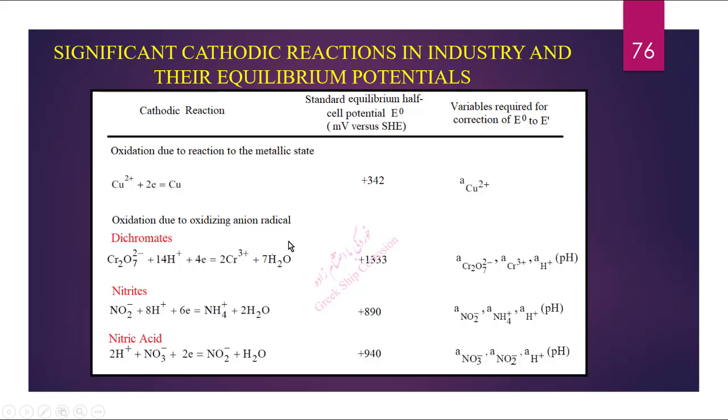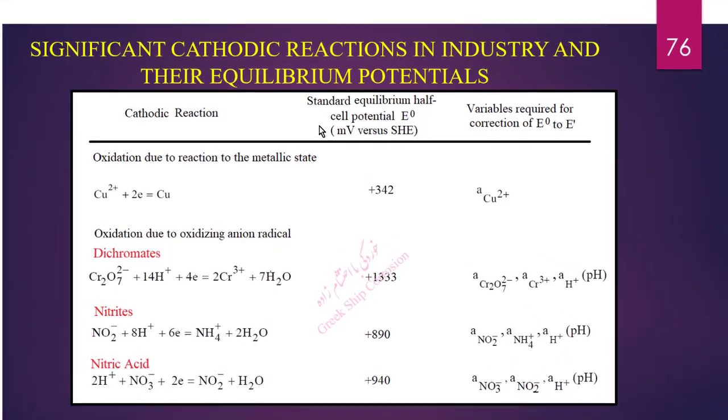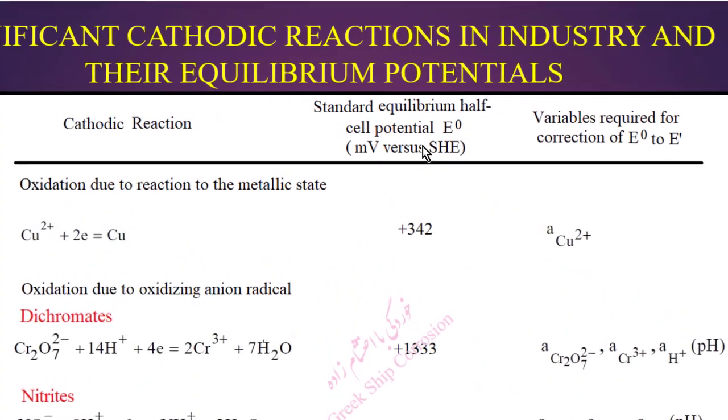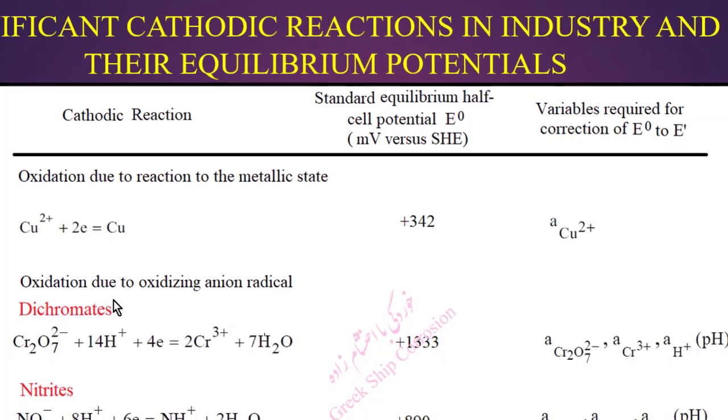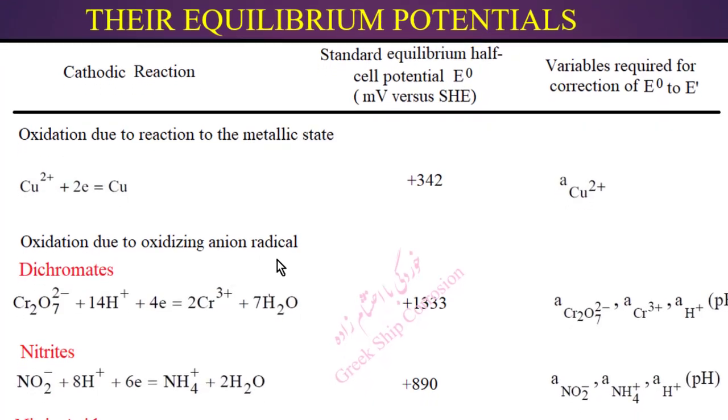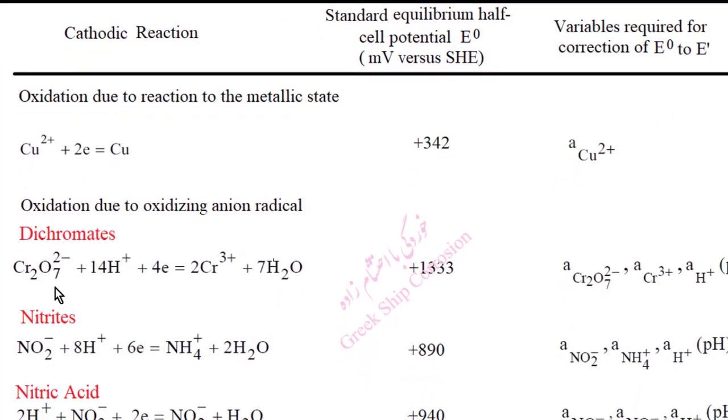In this table, significant cathodic reactions in industry and their equilibrium potentials are shown. Cathodic reaction, standard equilibrium half cell potential E0 versus standard hydrogen electrode. Variables required for correction of E0 to E'. Oxidation due to reaction to the metallic state. Reduction of copper cation to copper, positive 342. Oxidation due to oxidizing anion radical, dichromates.